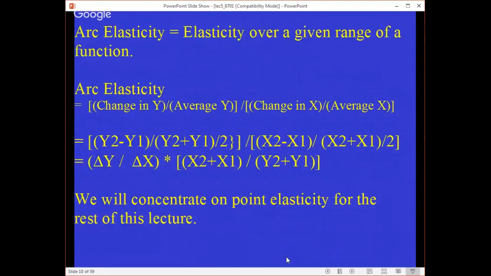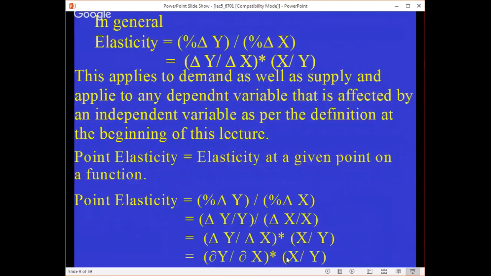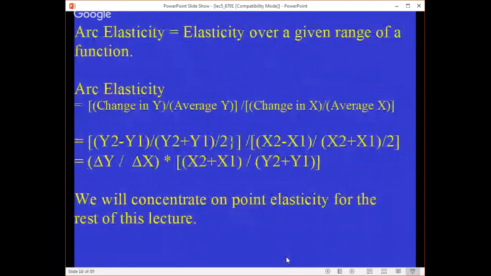Now that is known as point elasticity because it's elasticity at a point on the curve, depending on what curve it is, supply, demand, or whatever else. But it's a point. The other measure of elasticity is called arc elasticity, and it's an average measure of elasticity of a range through the curve. Right?